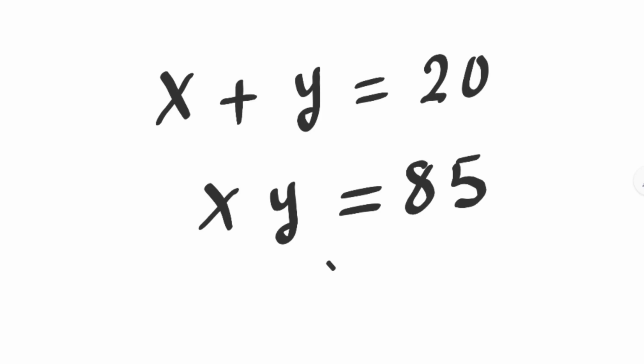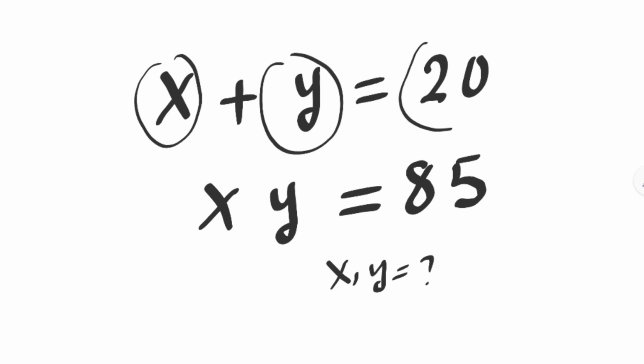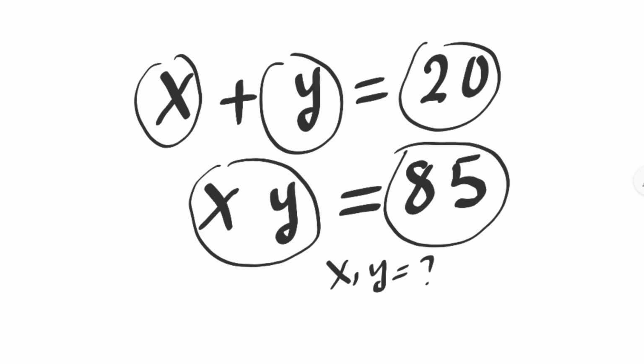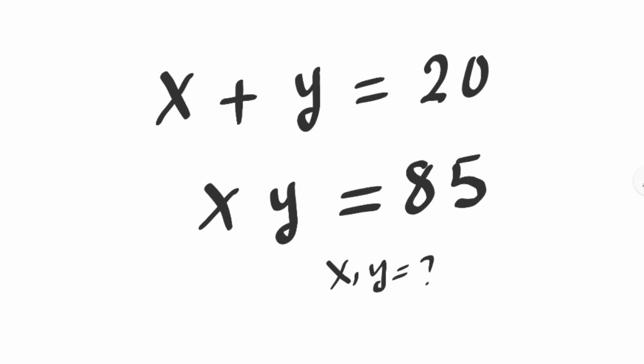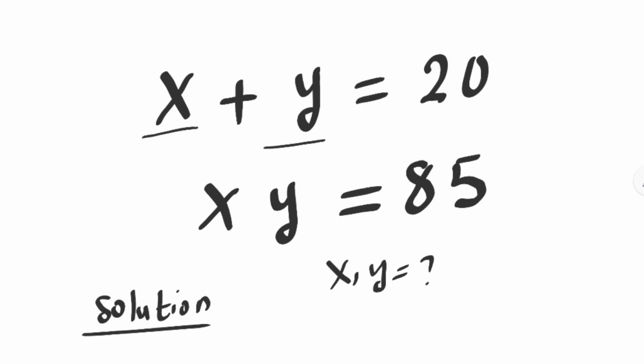Hello, let us solve for x and y, given x plus y is equal to 20, xy is equal to 85. The given equation is x plus y is equal to 20. Let us call this equation 1. xy is equal to 85. Let us call this equation 2.